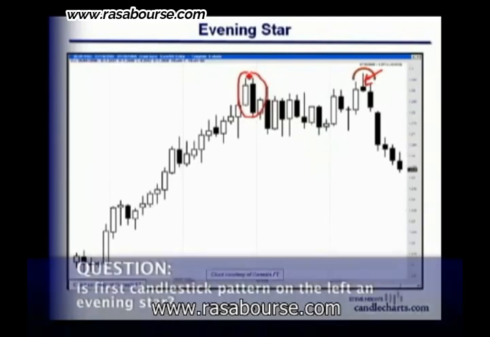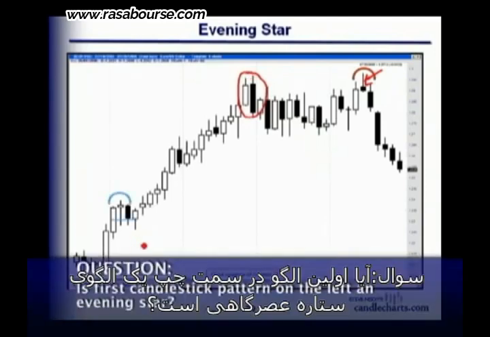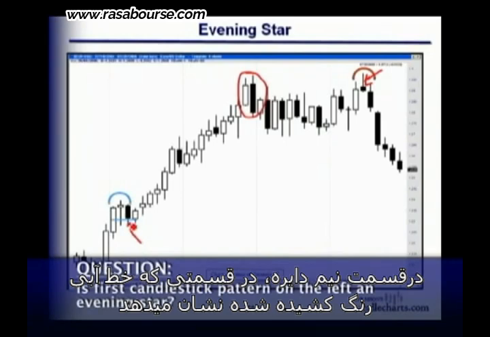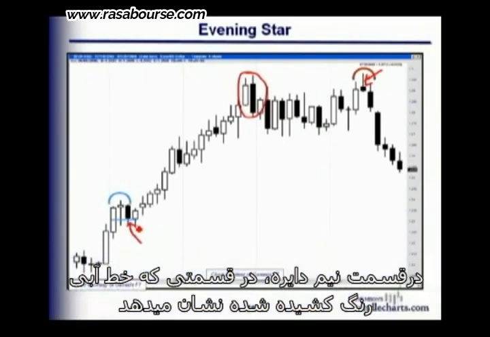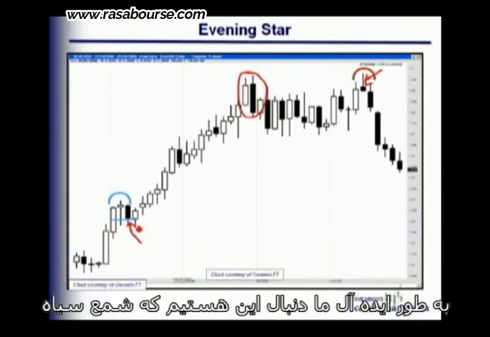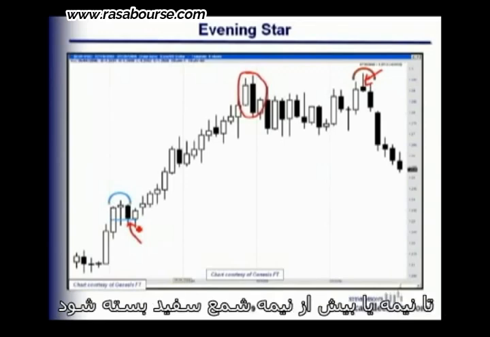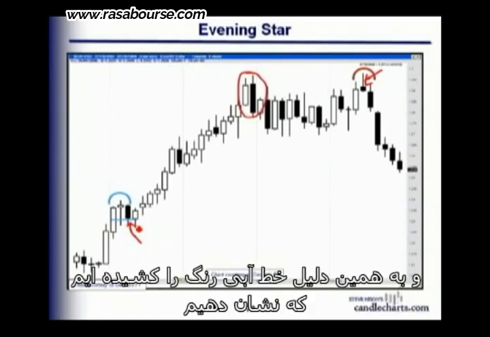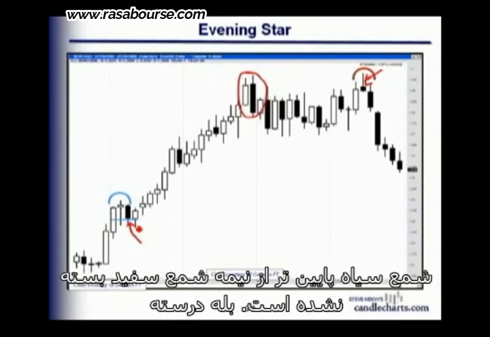Can you go back to that first one? Didn't go halfway into the... Right, it did not. That black real body in the blue semicircle area, see that black candle, that's what that blue horizontal line is, to show halfway into the white candle. Ideally, we want to see that black real body close halfway or lower into the white candle. And that's what the blue horizontal line is about. It shows us it didn't close.